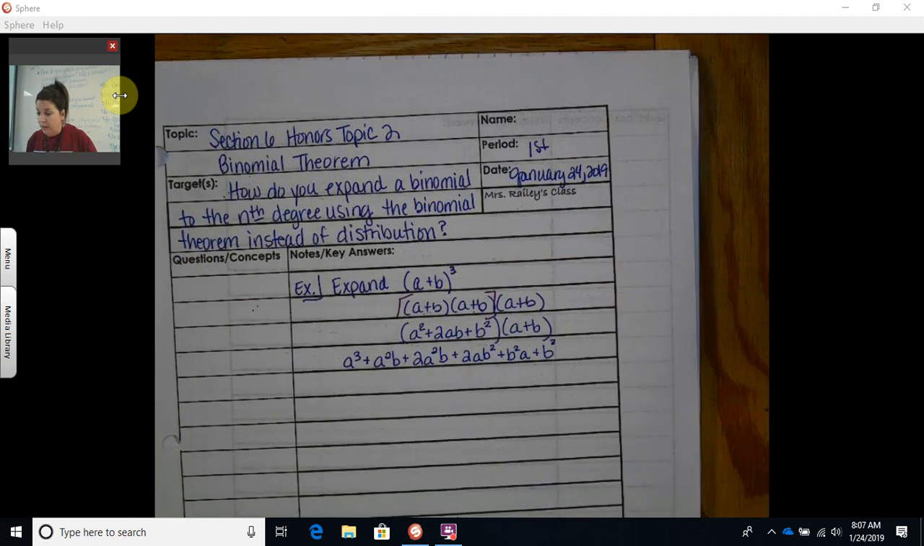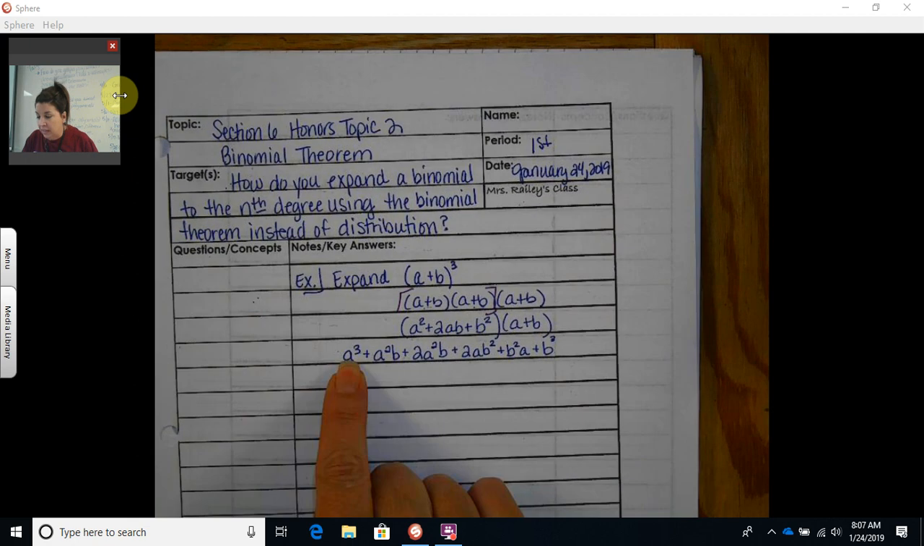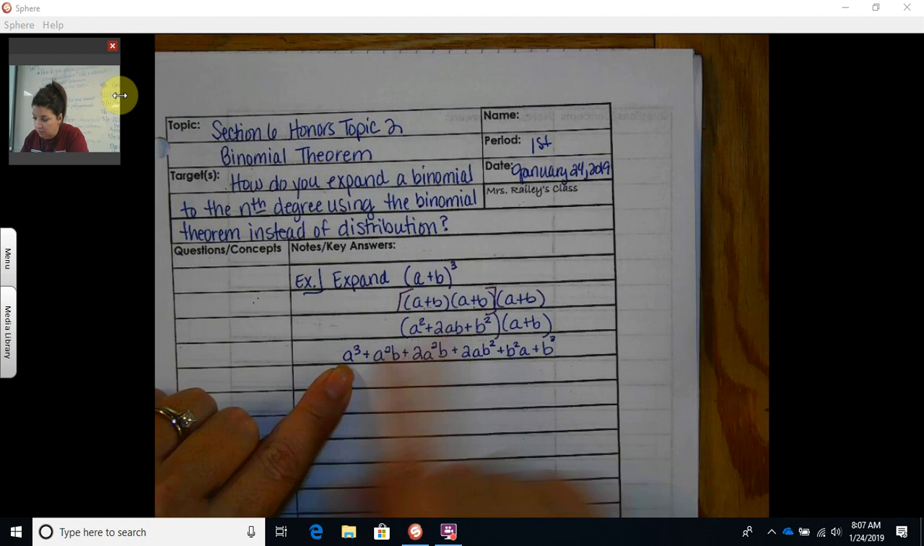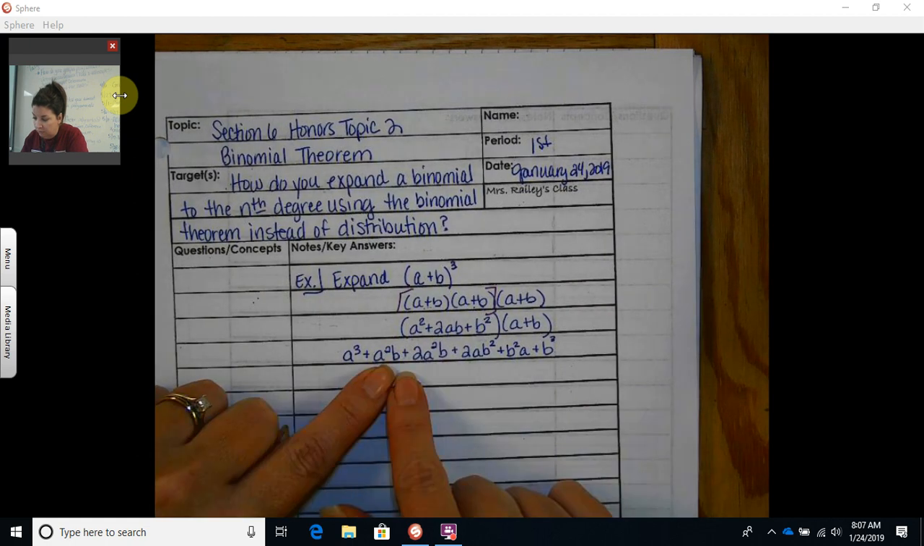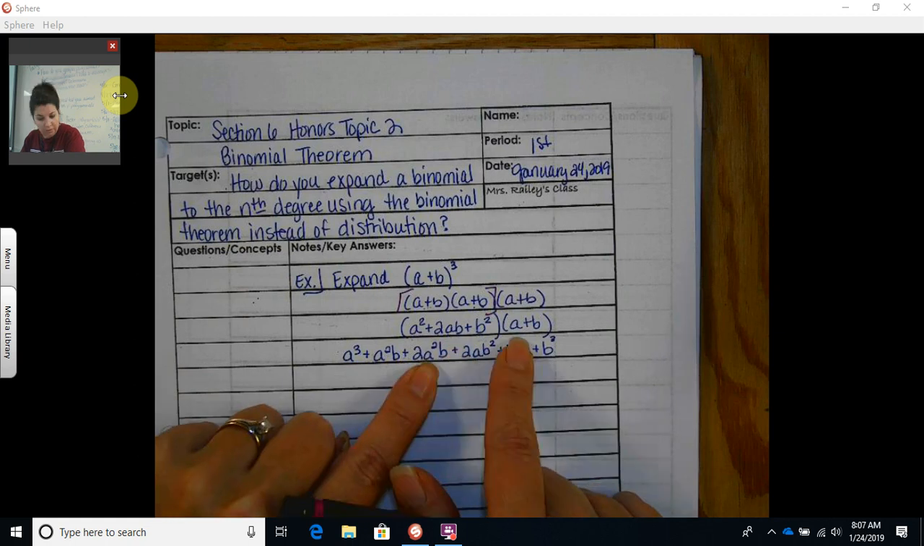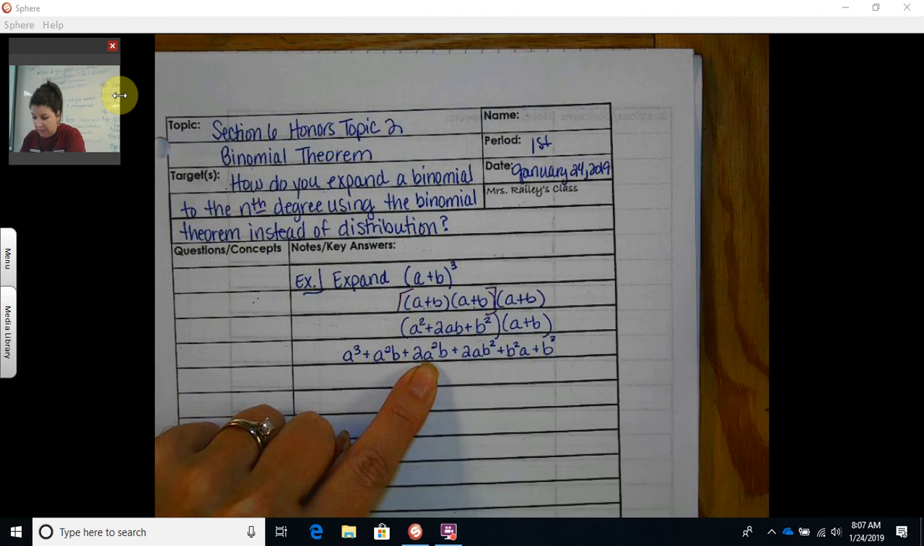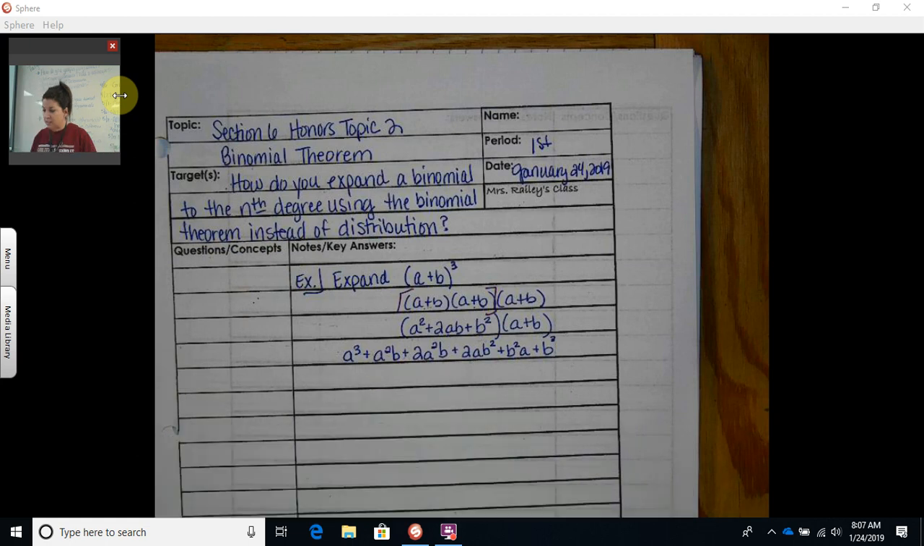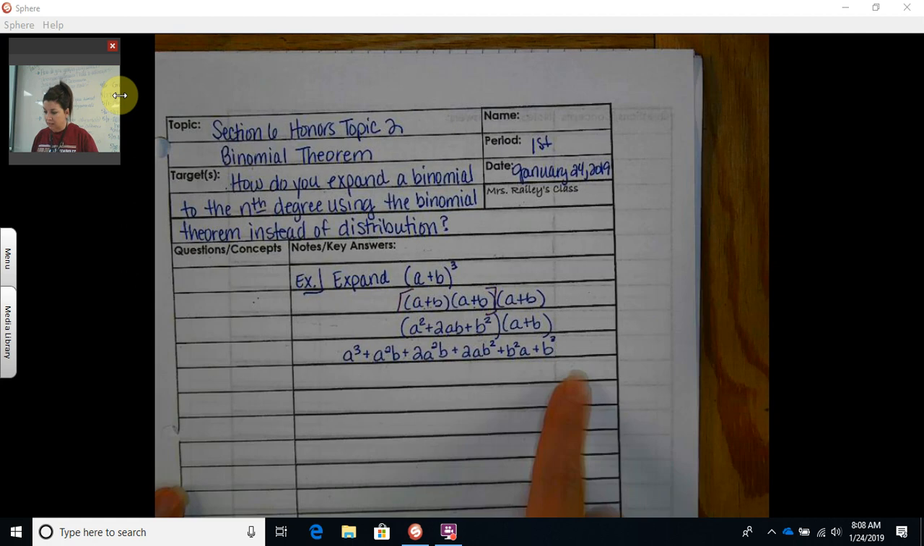Do you notice my first term had a cubed and then the second was a squared b? Did I make a mistake here? I'm a little confused right now. Oh, we didn't combine like terms. Duh, that's what the problem is. Do I have any like terms in here that I can combine? Okay, so we got to do that.